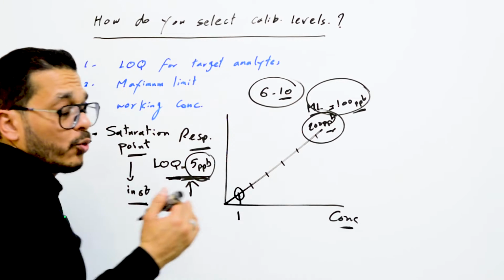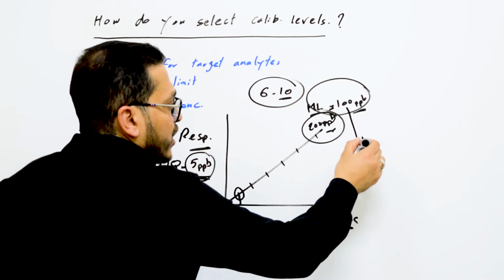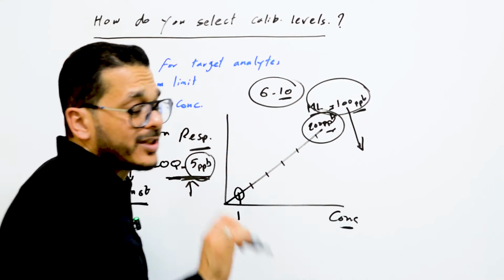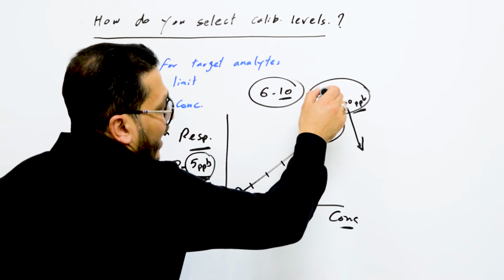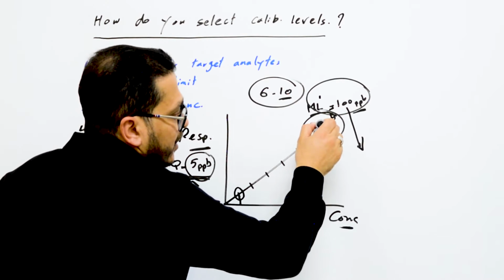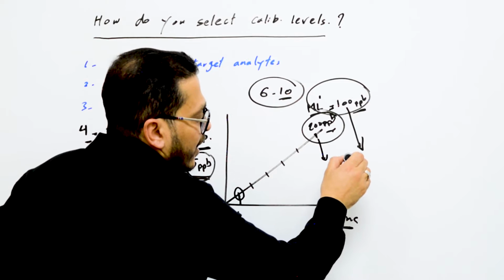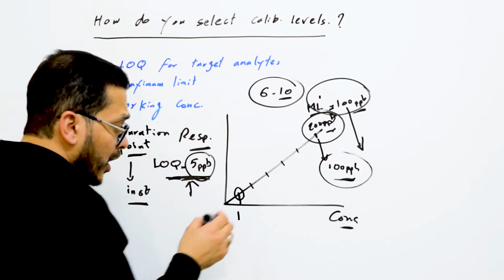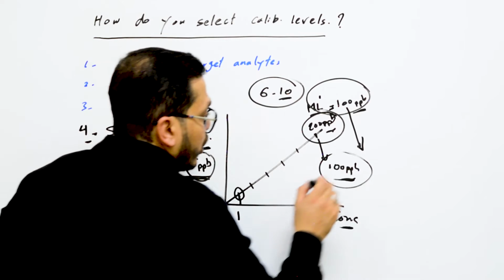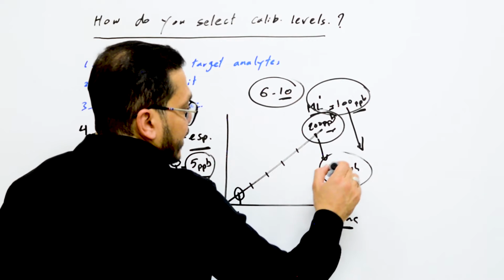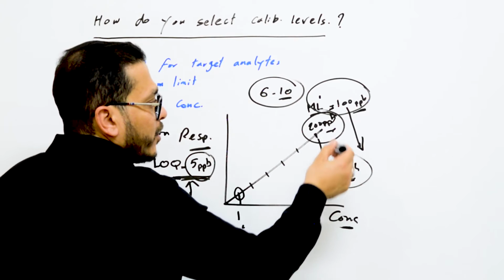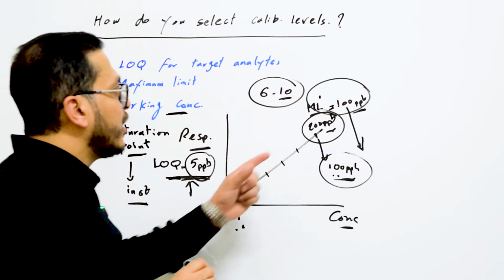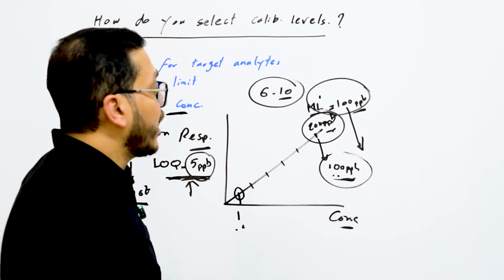So you can go for 1 point higher than the maximum limit, or if you cannot analyze this concentration accurately, the maximum limit should be the highest point. So that will be 100 microgram per liter, and your calibration levels will start from 1 to 100. And if you can get higher than this maximum limit, you can go, as an example, for 200. Also the working concentration should be included when you select your calibration levels.